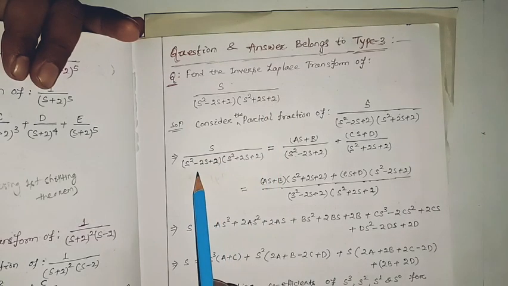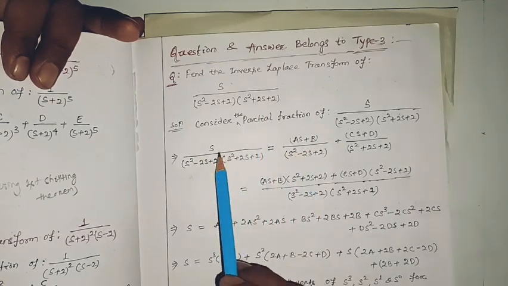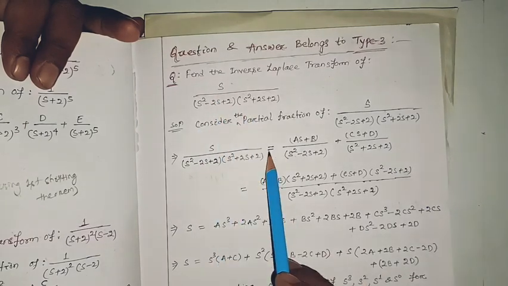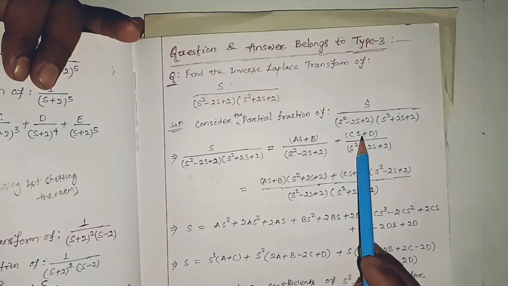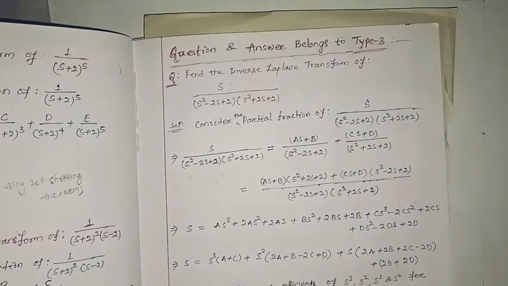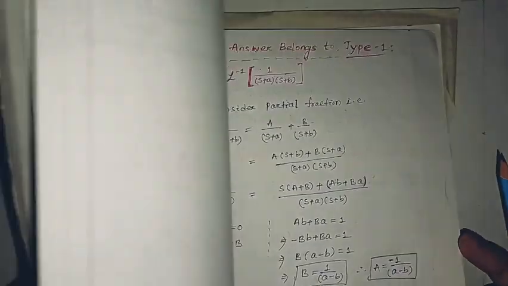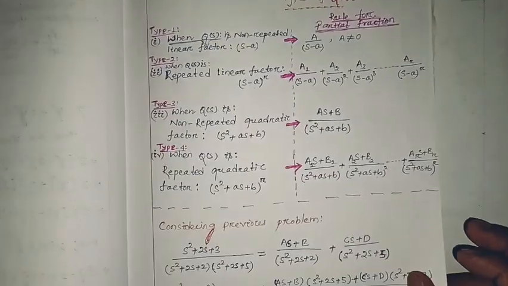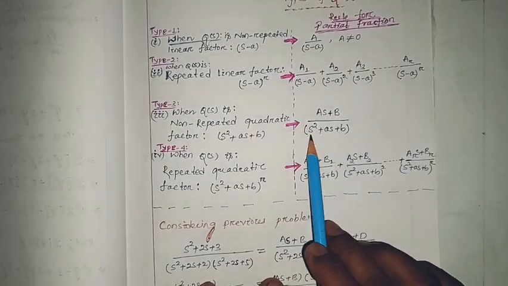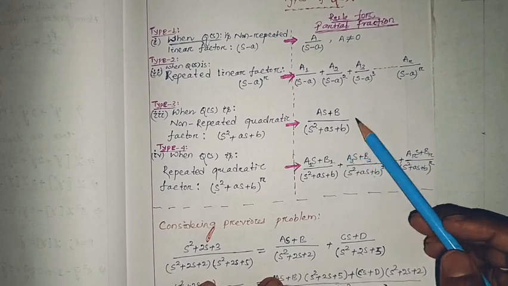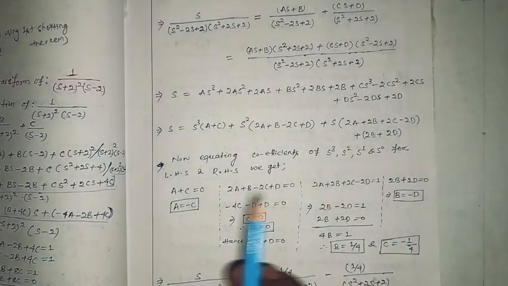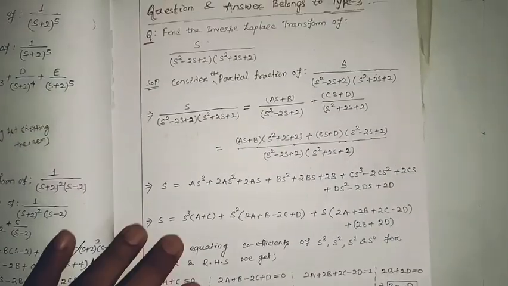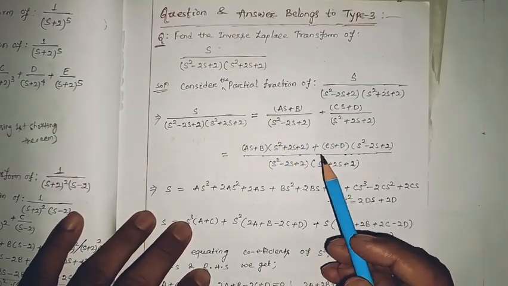So for the partial fraction, s by this much equals (as plus b) by this term plus (cs plus d) by this term, as we discussed for the type 3 rule. Type 3 rule means (as plus b) by this one, and if another quadratic term is there, then we write plus (cs plus d) by that term. Now we have to add these two terms.